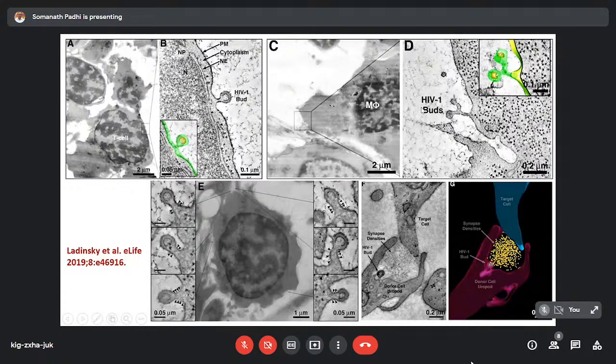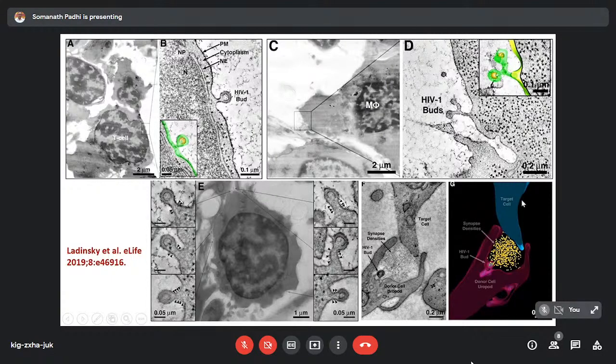And C and D show infected macrophages, where one macrophage membrane is also giving rise to numerous buds of HIV-positive cells, which are also highlighted by this fluorescent dye. And in the lower panel, as you can see, there is the presence of synapses being formed.